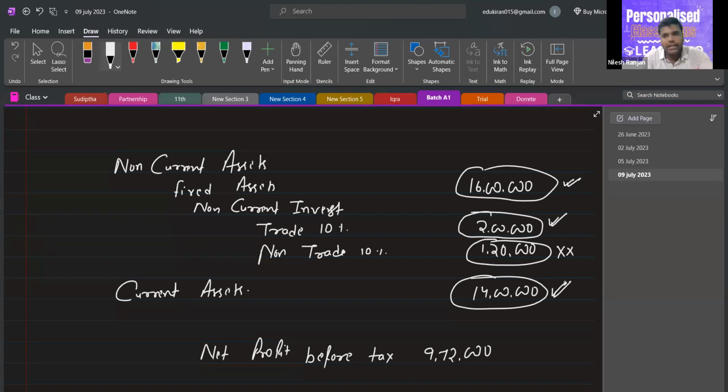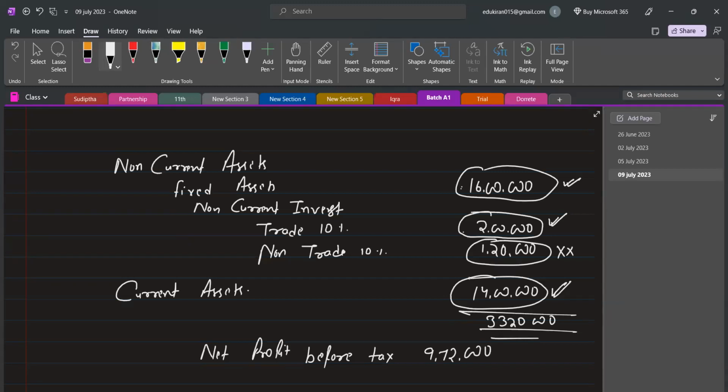No. Actually, if we are not taking the amount in calculation, then why would we deduct? If we were taking the total of balance sheet, then we would need to deduct this one. The total of balance sheet is 33,20,000. So if we have taken this amount, then we need to remove non-trade. But we are only adding these three amounts: 16 lakh, 2 lakh, and 14 lakh. So it is 32 lakh. Okay. Yes, sir. Anything else?